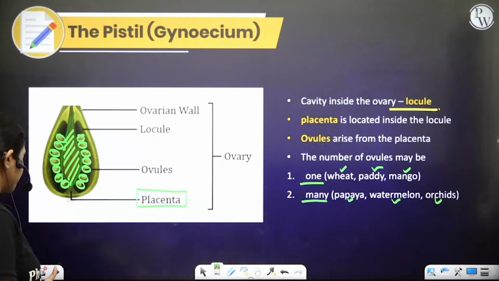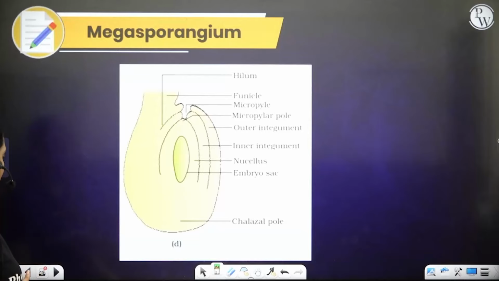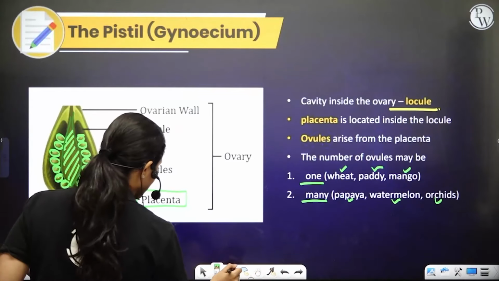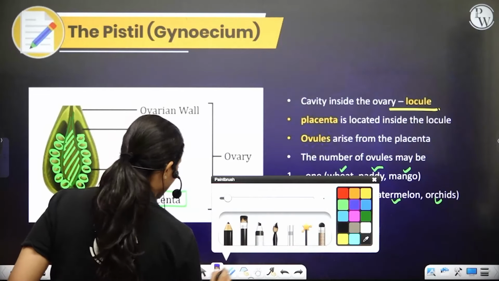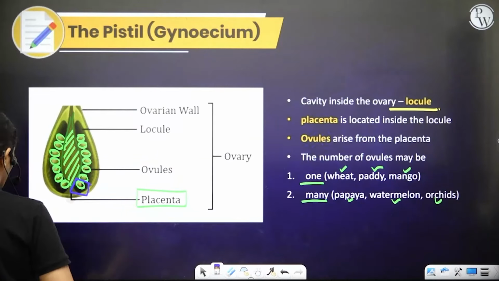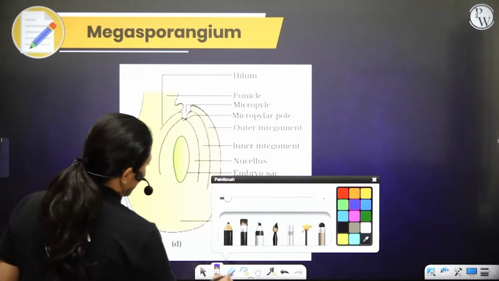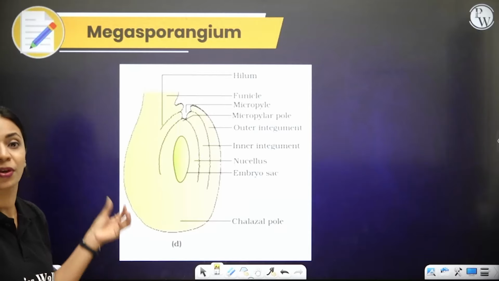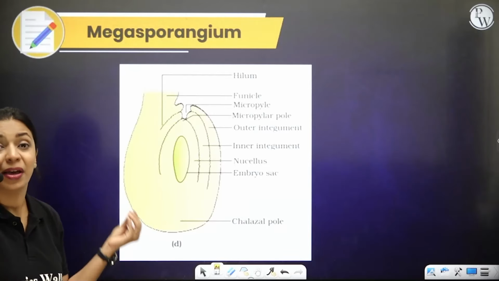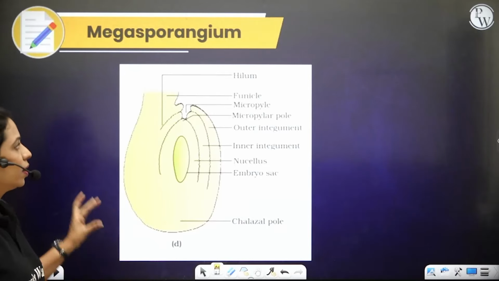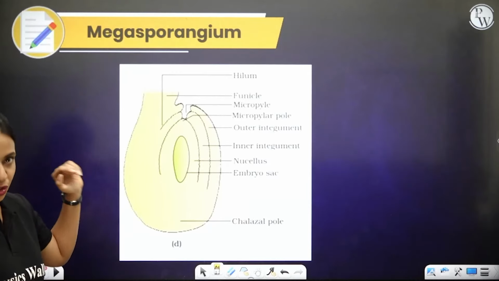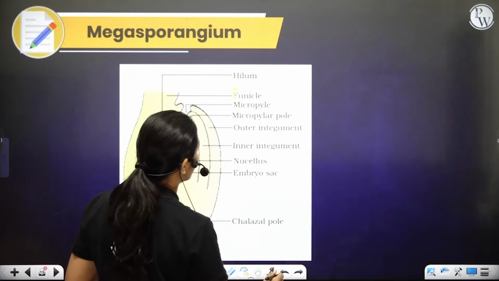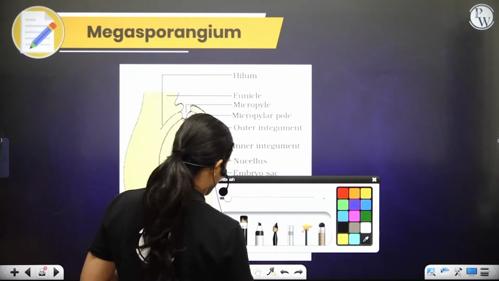Okay. So now let's talk about the ovule, one individual ovule. Okay, so let's just focus on one ovule here. The ovule is called the megasporangium. Why do we call it the megasporangium? It is the sporangium because it is within the ovule that the megaspore will be produced. Now, ovule will have a stalk and the stalk is called the funicle. Stalk of the ovule is called the funicle.